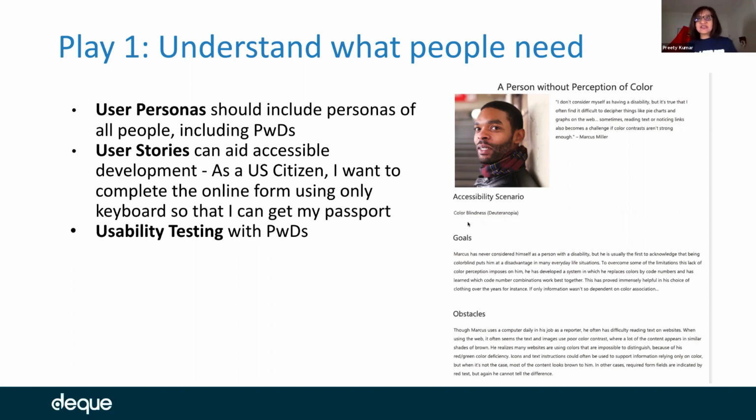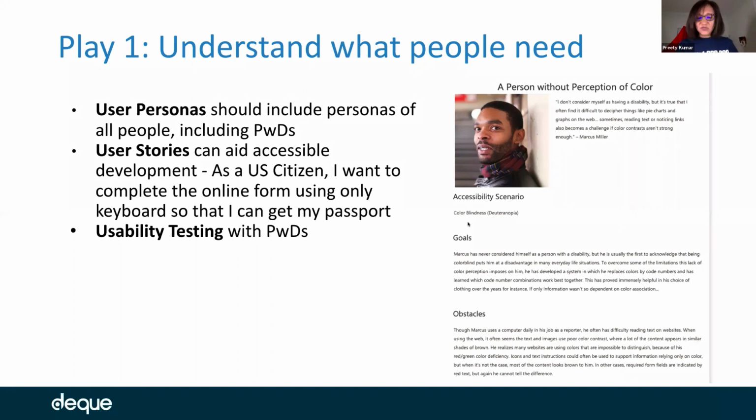User stories can aid accessible development. So when I'm writing a user story, something like, as a US citizen, I want to complete the online form using only a keyboard so that I can get my passport, okay? That's a user story, very clear. I cannot use my mouse. So then you do usability testing with people with disabilities. I think these 3 things combined seem to be really a good way to understand what your users need.